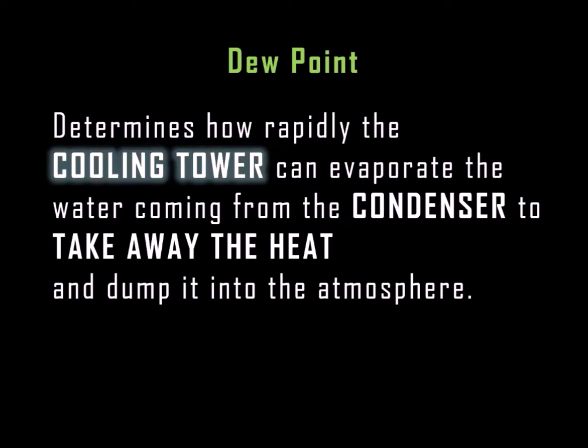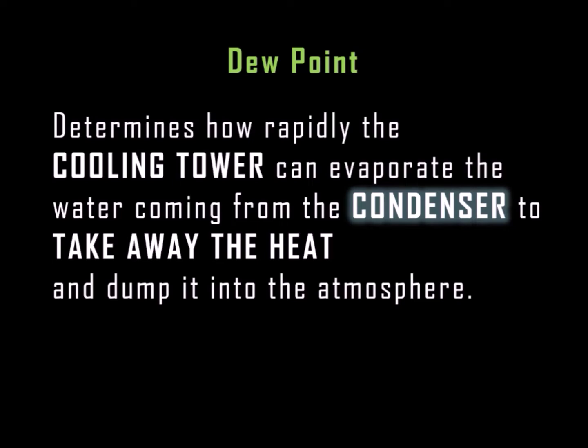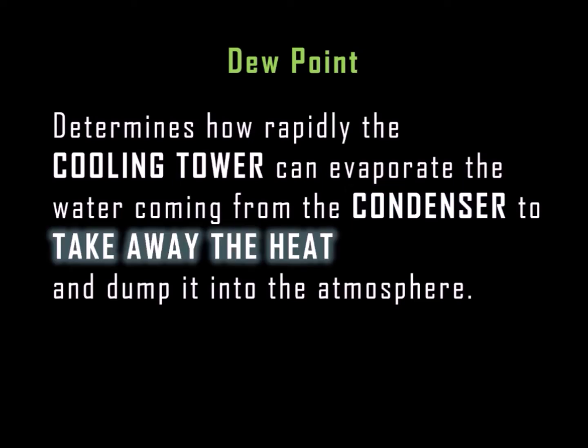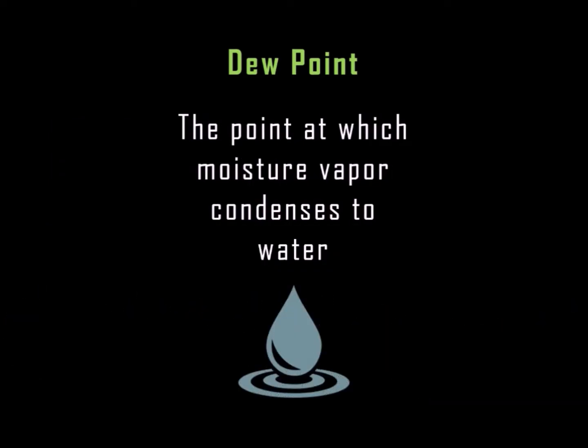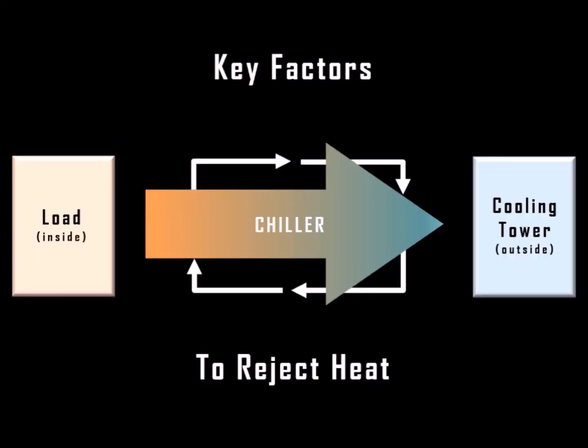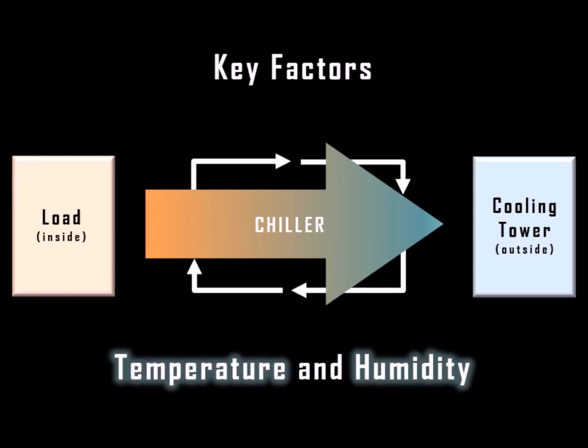The dew point temperature determines how rapidly the cooling tower can evaporate the water coming from the condenser to take away the heat and dump it into the atmosphere. And that depends on the humidity and the temperature. And the ability of the cooling tower to take that heat away, because the whole idea of a chiller system is take the heat away from the building and reject it into the atmosphere. And the chiller system essentially does that. The rejection of the heat in the atmosphere depends on the temperature and the humidity.